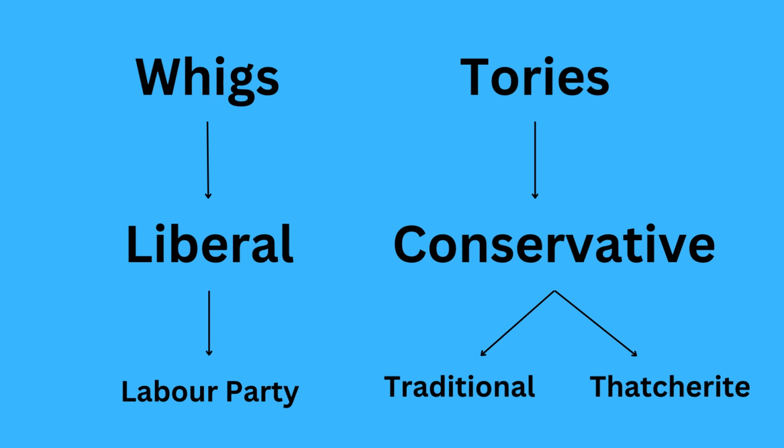The Tories become the Conservative Party, and those tend to break down into two wings. You either have your traditional conservatives, and then you have your Thatcherite conservatives. Thatcherite conservatives base their policies on Margaret Thatcher, and they tend to be much more conservative, nationalist, and extreme. For example, Thatcherites are very supportive of Brexit, whereas traditional conservatives tend to be much more lukewarm on the subject.